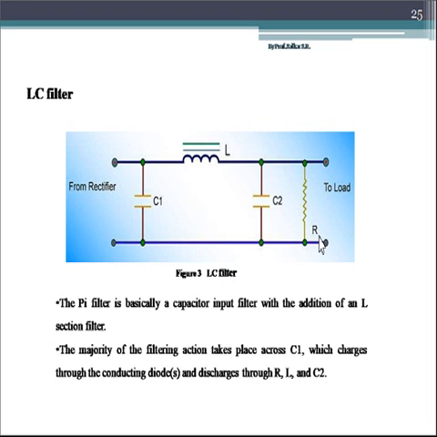In this fashion, when we use the individual filters, that is the C filter alone or the L filter alone, the filtering action is less. But when we combine these two filters, the L filter and C filter, the filtering action takes place to a very high level. That is, we can filter the input signal coming from the rectifier to a very high level. This is the reason why we combine the two filters together, to increase the amount of filtration.